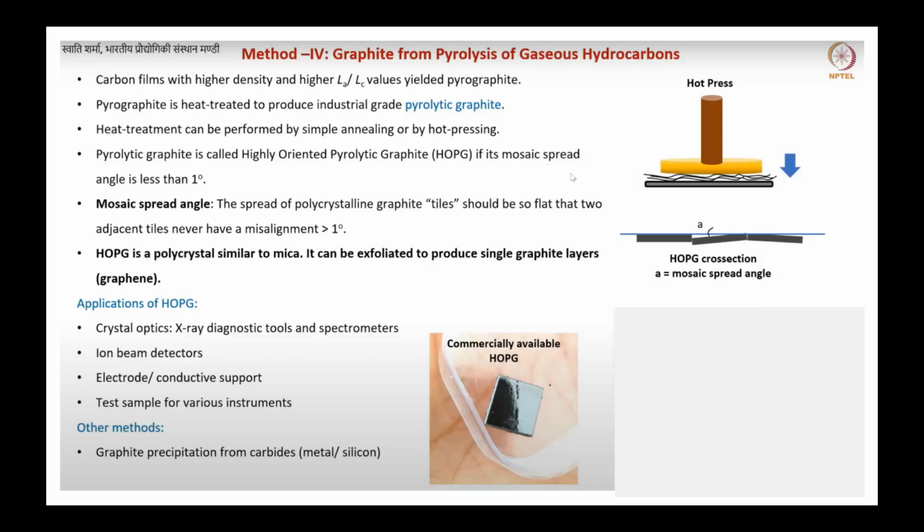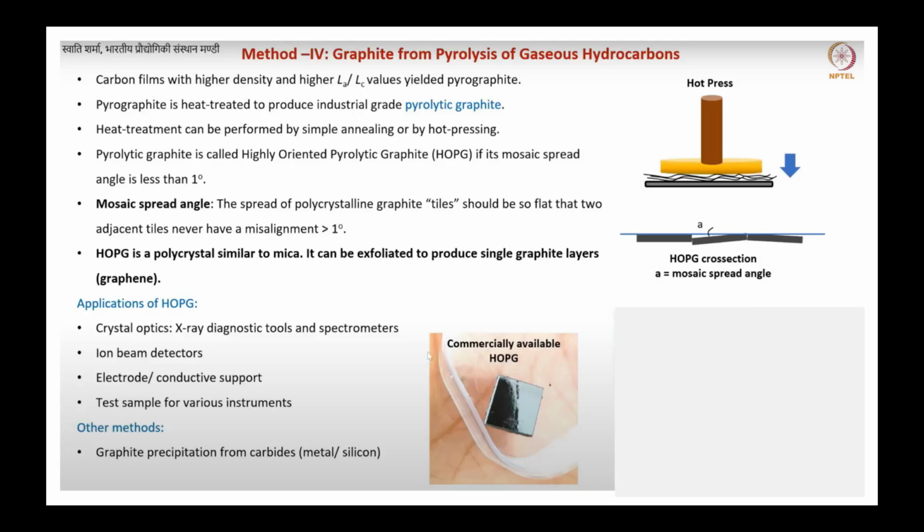It is called HOPG if its Mohs spread angle is less than 1%. So what is the Mohs spread angle? Here you can see A is the Mohs spread angle. That means the spread of polycrystalline graphite tiles should be so flat that two adjacent tiles never have a misalignment of more than 1 degree. So HOPG is a polycrystal similar to mica, and it can also be exfoliated to produce single graphite layers.